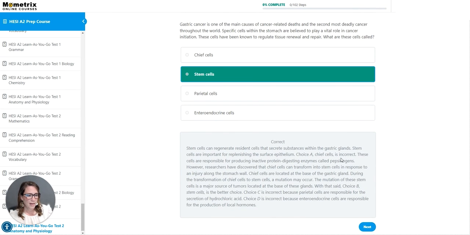Chief cells are incorrect. These are responsible for producing that protein digesting enzyme called pepsinogen. And then our C, those are our parietal cells. Those are for our hydrochloric acid that we talked about a little bit earlier. And then choice D here is the enteroendocrine cells, and these are for the production of local hormones. So those are not correct for the repair and renewal.